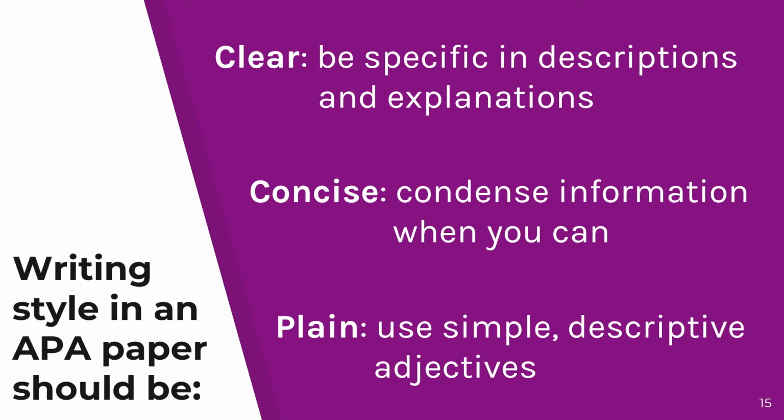Clarity and conciseness are the major concerns in reporting research in APA. It is not easy to balance clarity, which requires accuracy, and conciseness, which requires packing information. To achieve clarity, avoid vague wording and be specific in descriptions and explanations. To achieve conciseness, condense your information. Also, the language of APA format is plain and simple. Avoid using metaphors and minimize the use of figurative language, which is typical for creative writing.